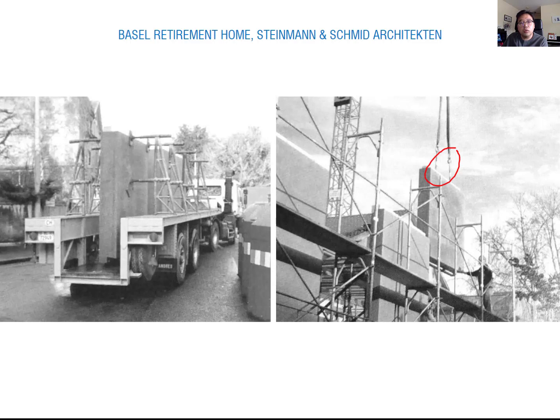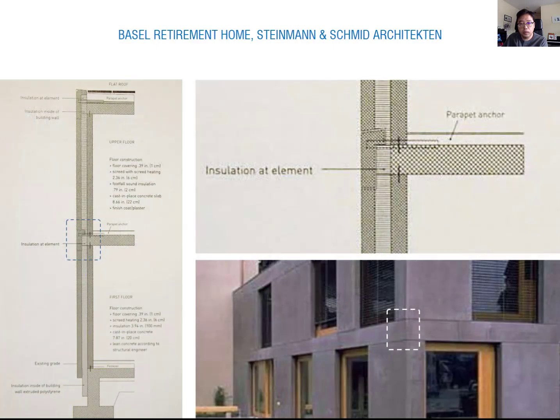Basel, Switzerland is also a cold region, so they consider the insulation. That's why they use a sandwich panel. They have outside concrete and inside concrete, and then they add the insulation inside. From this, the inside concrete layer works as the structure, and the exterior concrete works as the finished cladding. When you see some of the detail, they made one single piece like this, and then another piece like that.